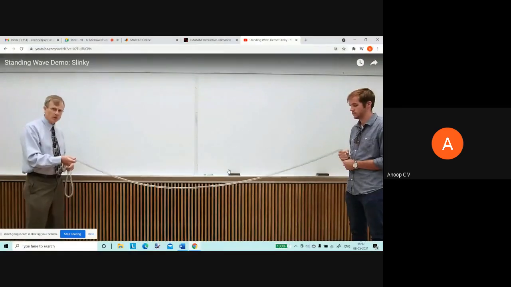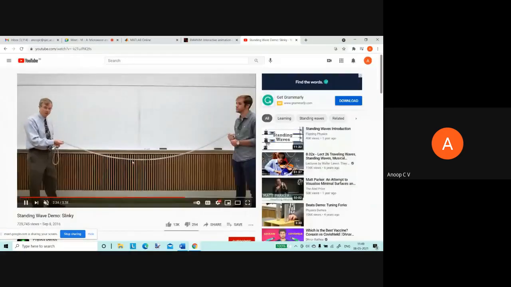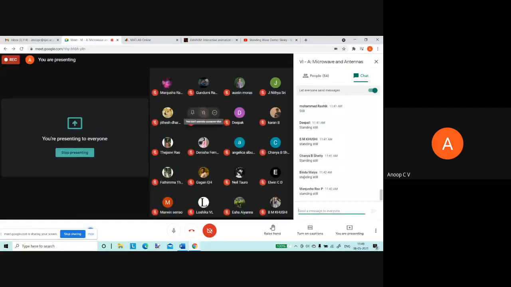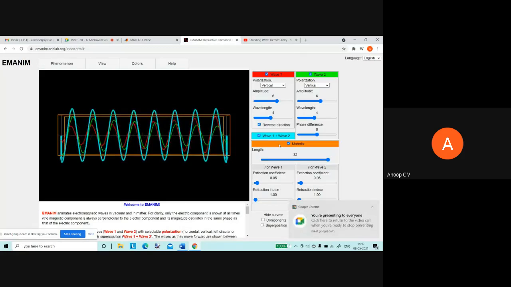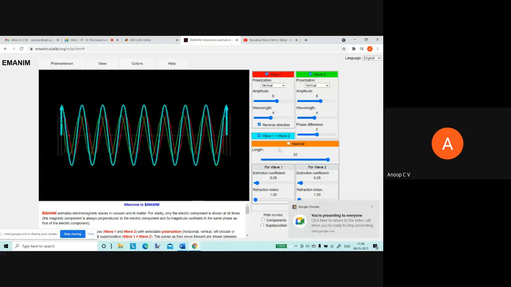Maybe I'll share the link in Canvas. You can see it later. I just wanted to give you an idea of a pure standing wave. So we are seeing a pure standing wave, and we know what a pure standing wave is now.